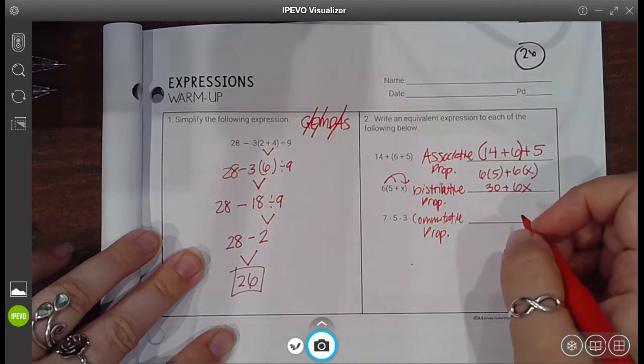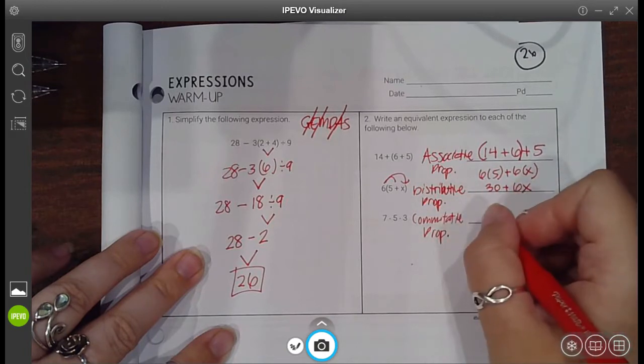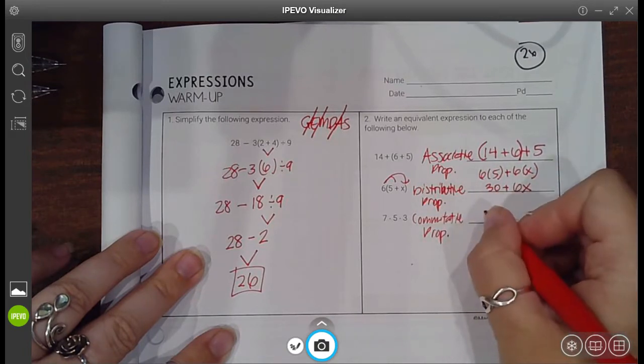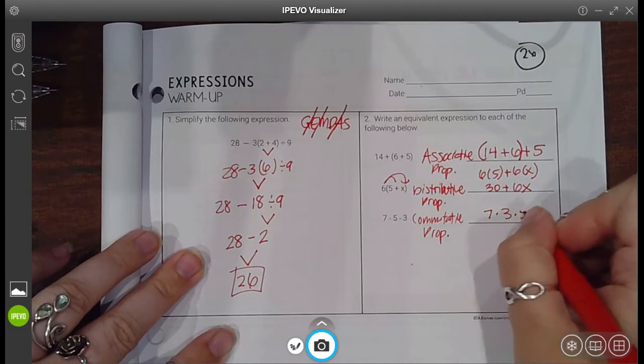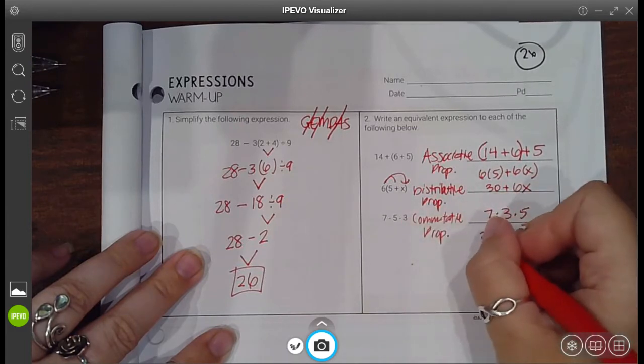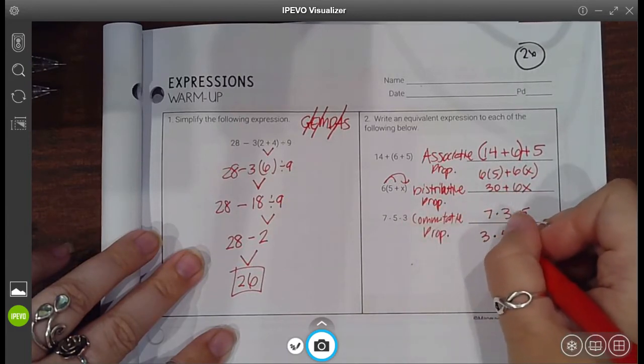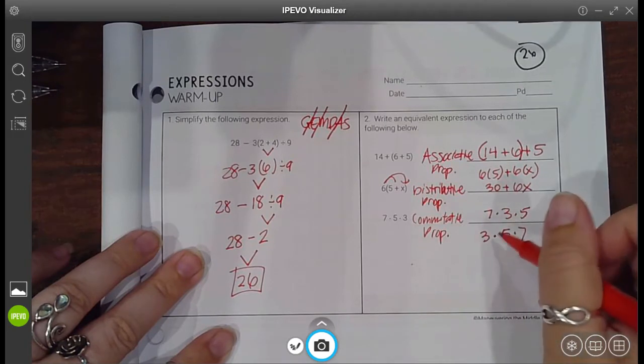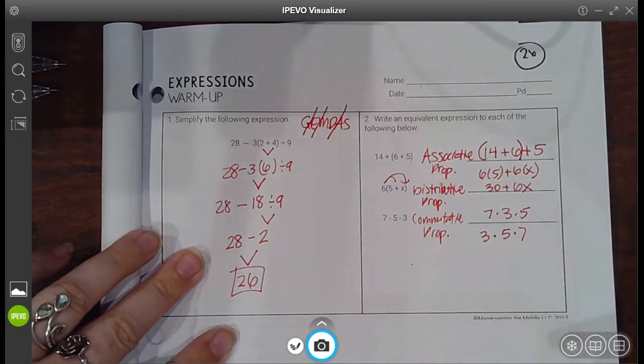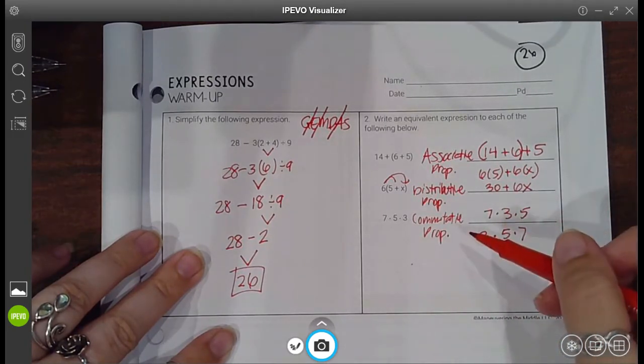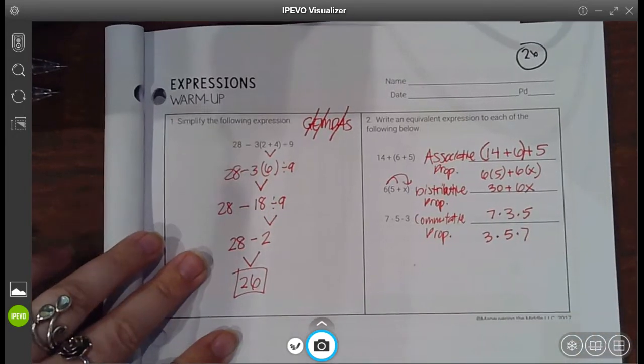Okay, and then finally, for the commutative property, these ones can move. So you can change the order up. So 7 times 3 times 5 is still the same thing as that. Or you could have moved the 3 from the back to the front. As long as you still have a 3, a 5, and a 7, they can move order. That's what the commutative property means.